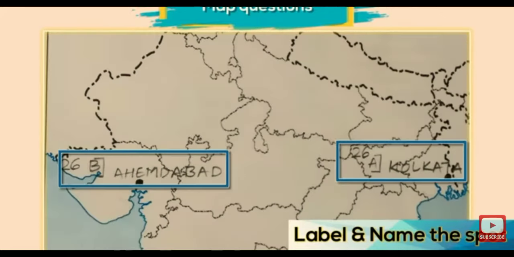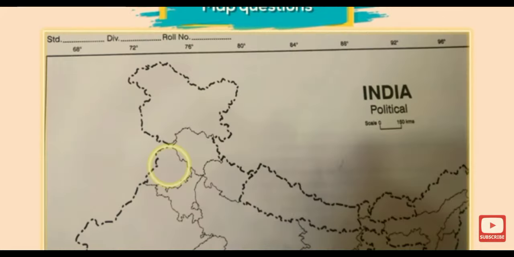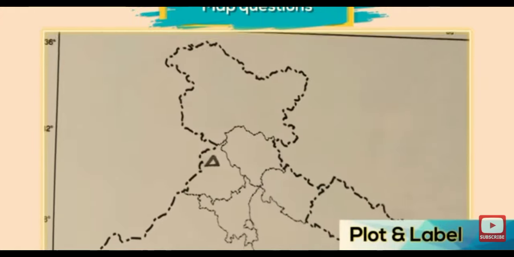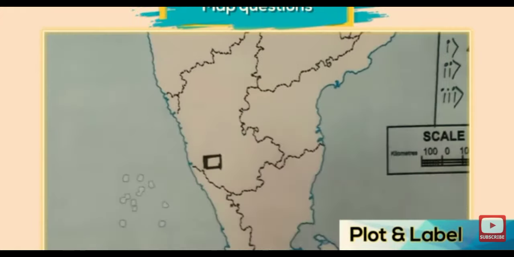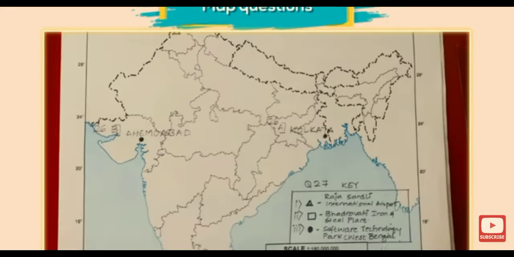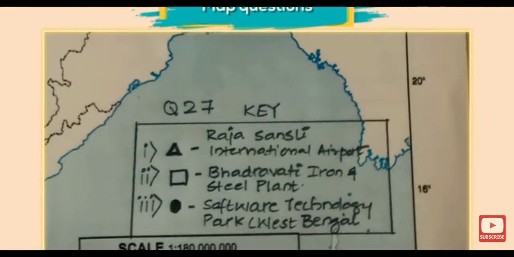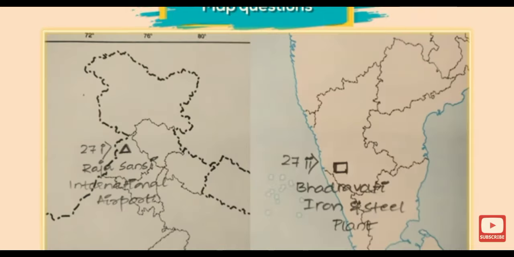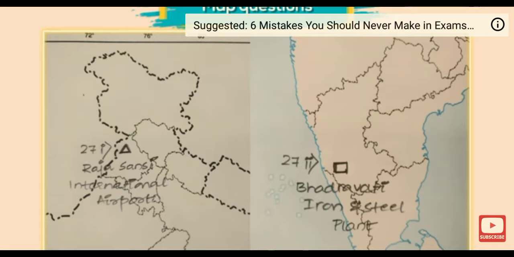In the next set of questions, the spots won't be marked. We have to mark the spots and label them. So, you may use certain symbols to label them and give a key at this corner saying what each symbol indicates. Or, you may directly label them at that place. Both the methods are correct.